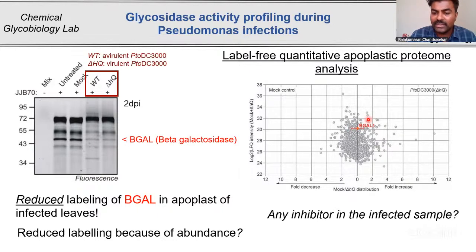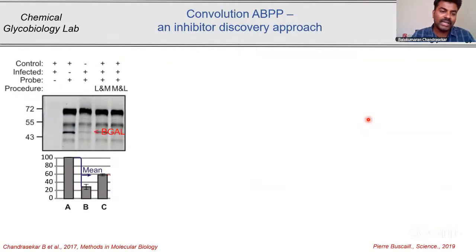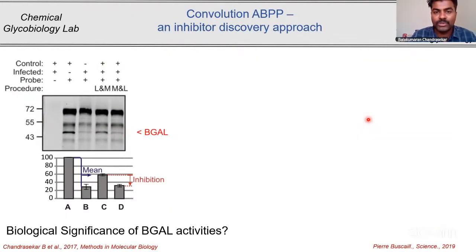to investigate if there is any inhibitor in the sample. Because of the inhibitor, this particular protein is getting inhibited, or the activity of this protein is reduced. So to do that, I standardized an approach which is called the convolution ABPP. The approach is very simple.